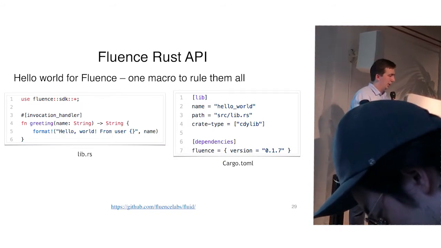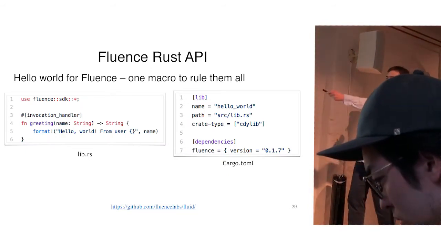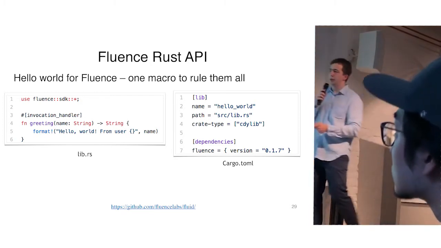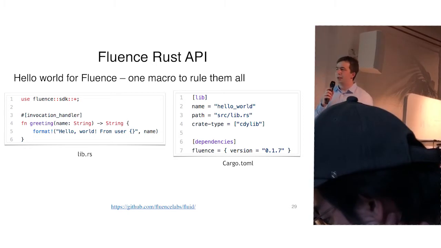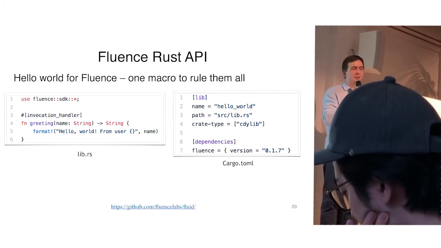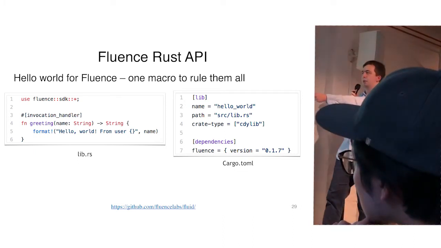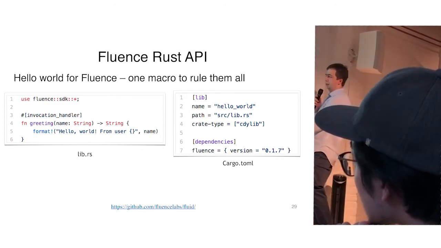And we have a good macro invocation handler. Here on the left side you can see four lines of code that represent a hello world program, and you can write hello world programs that could be run in a decentralized way, deterministically on Fluence Cloud, with these four lines. And the Cargo.toml will look like this.